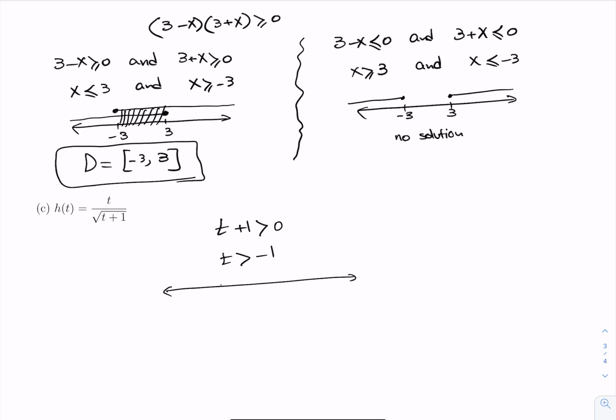That would be an open interval starting from negative 1 open to infinity. Why is it open? Because negative 1 would make the denominator 0, would make h of t undefined.